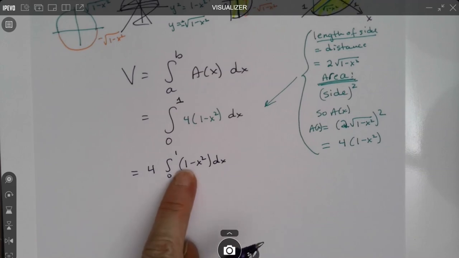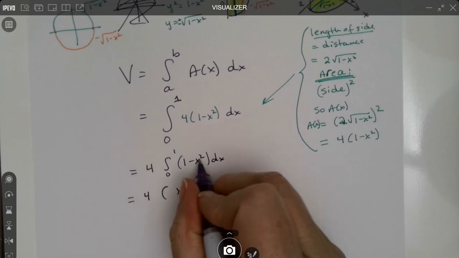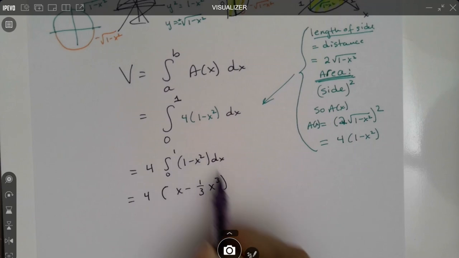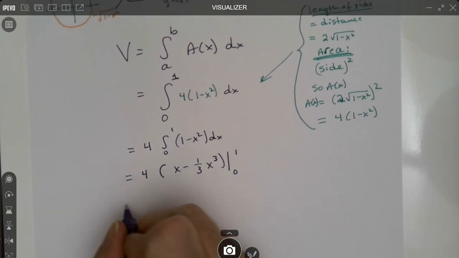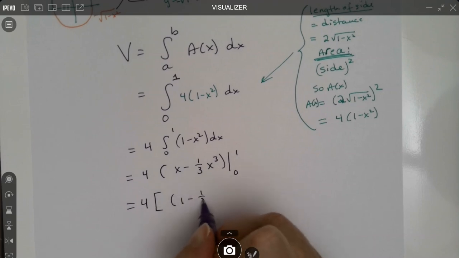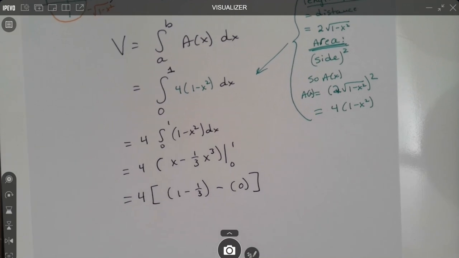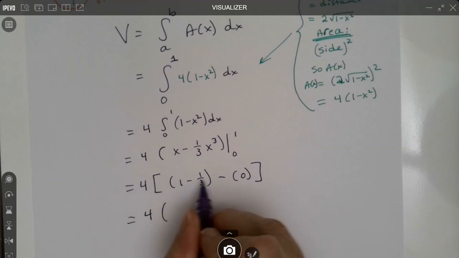So I know it doesn't seem like a power rule, but it is, because this is times x to the 0, and then you would raise 1 to the power, so it becomes 4 times x minus, and we would raise 1 to that power, it becomes 1/3 x cubed. Right? You raise the power and then divide by that new power. And we're going to take that from 0 to 1. So that's 4 times, when I put 1 in, it's 1 minus 1/3. Minus, and then putting 0 in is just going to get you 0. So that's no big deal. And then this is 4 times 1, take away 1/3.